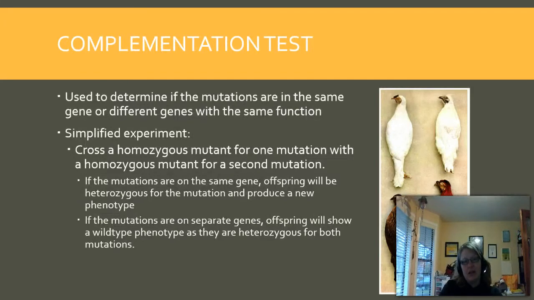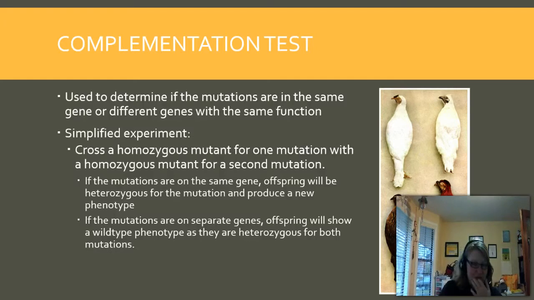Another genetic test that we can do is a complementation test. Sometimes we have 2 different mutations, and we don't know if the mutations are coming from the same gene, and so these are just different phenotypes of that gene, or if these are 2 different genes that have a similar function. So what we can do is cross 2 homozygous mutants, and then look to see what their offspring look like.